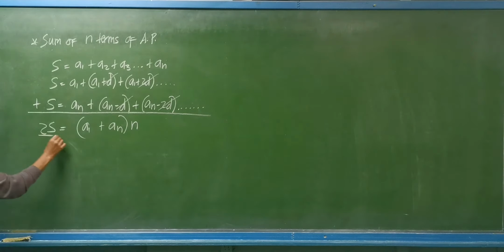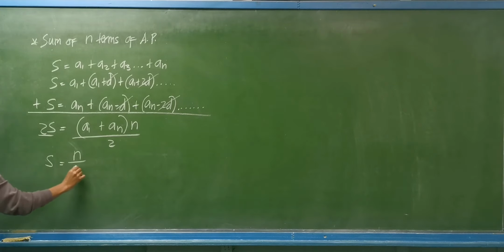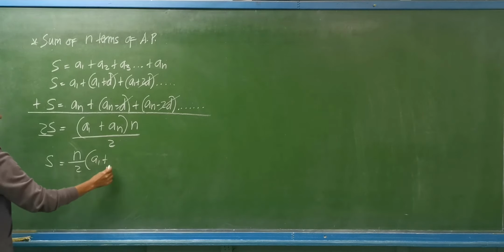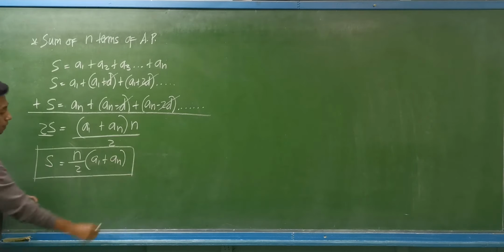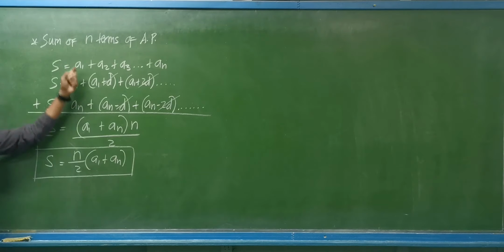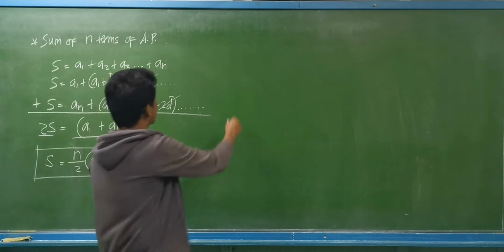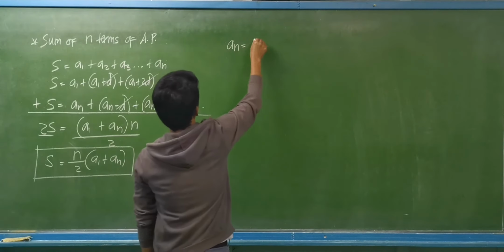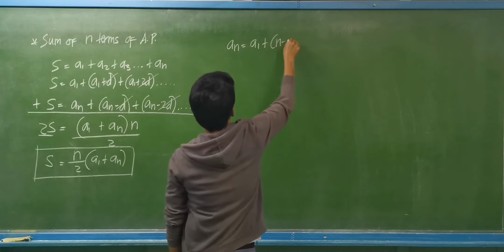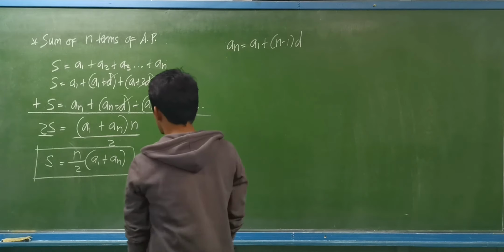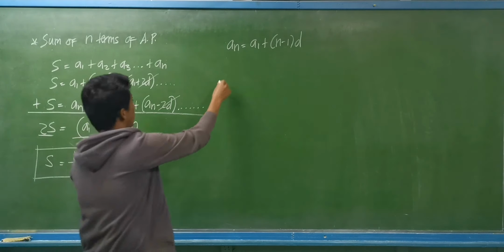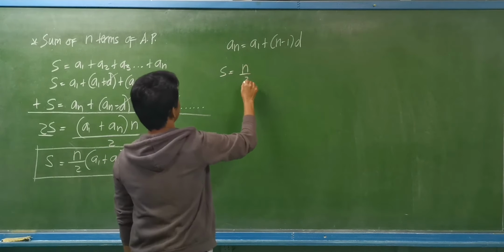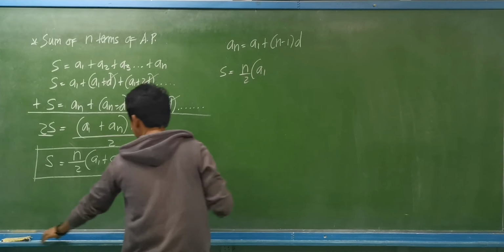If we divide both sides of the equation by 2, we now have the summation as the number of terms divided by 2, multiplied by the first term plus the last term. So this is one formula for the sum of the terms of an arithmetic progression. But if we recall, what is the equivalent of a sub n? That is a sub 1 plus n minus 1 multiplied by the common difference. We substitute a sub n in this equation.